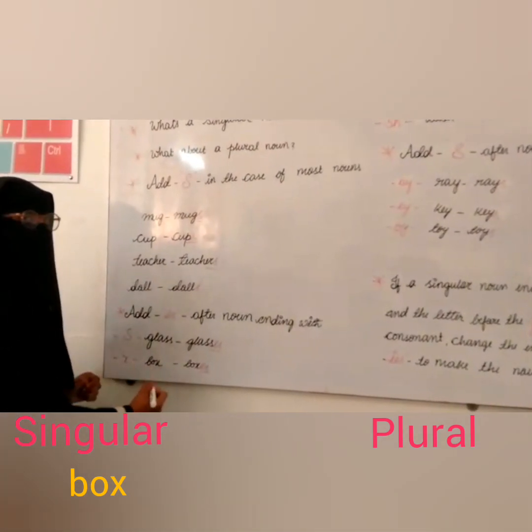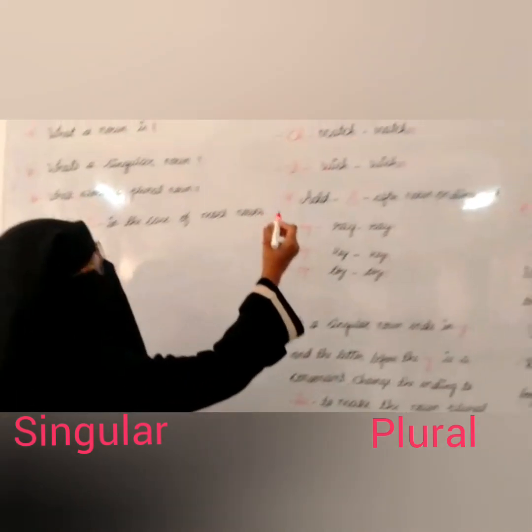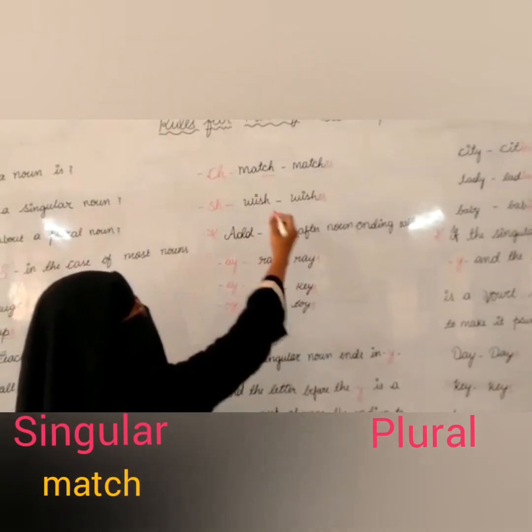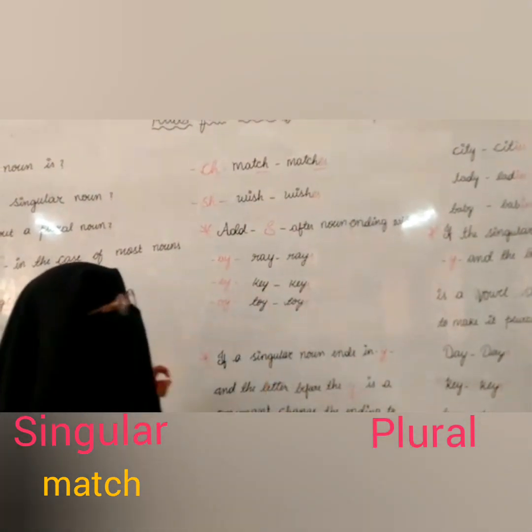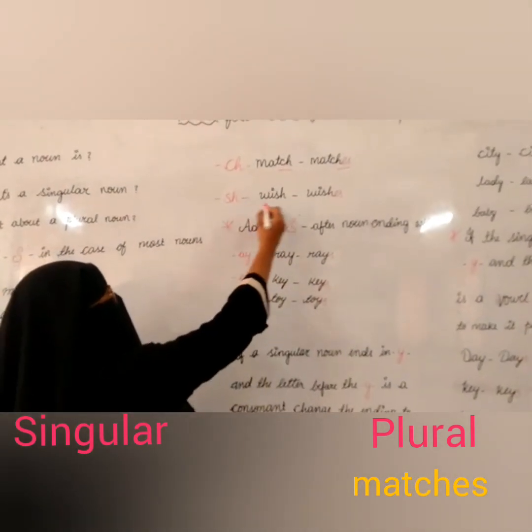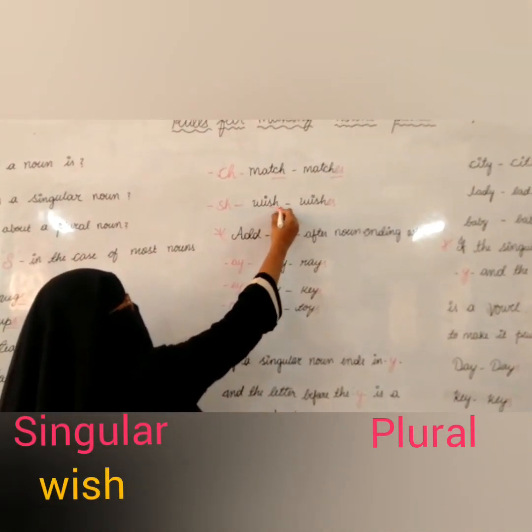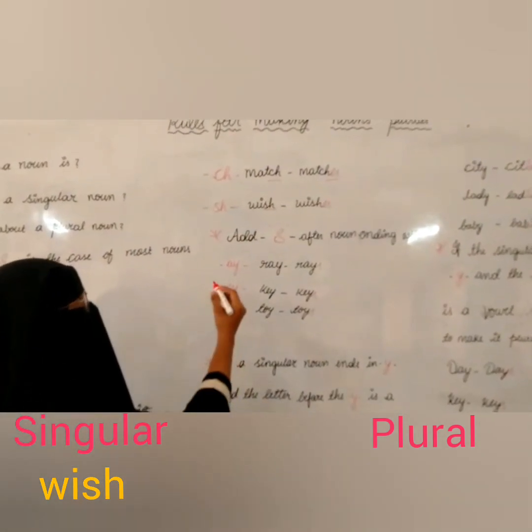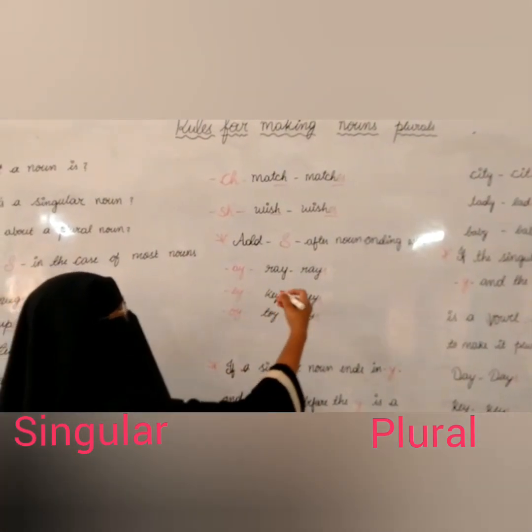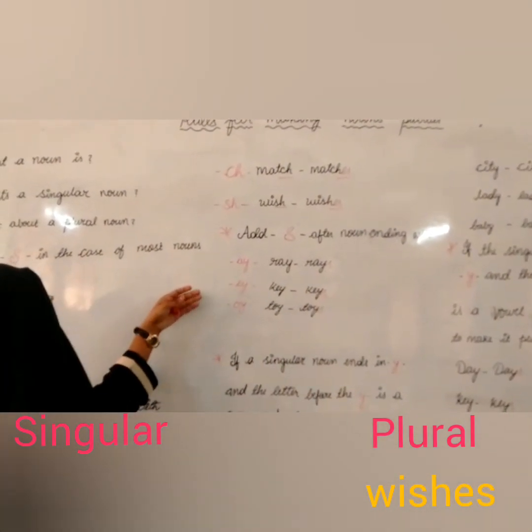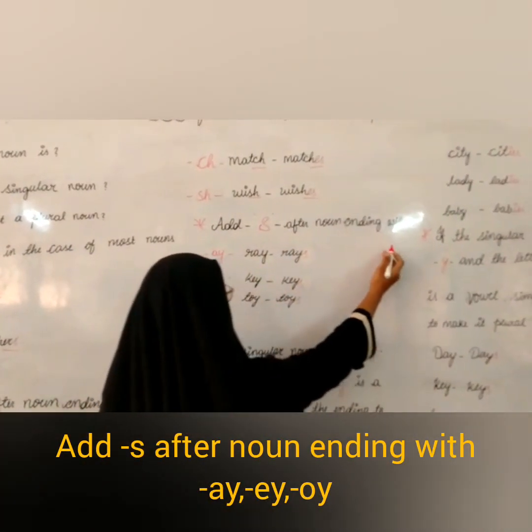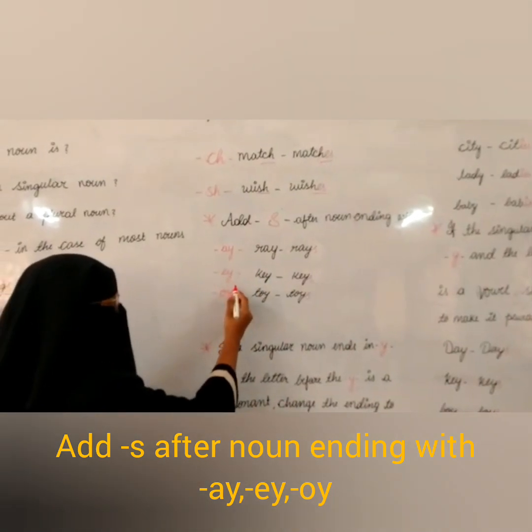Then, box becomes boxes. The word match ends with the letter CH. So, we have to add ES to make it plural. Then match becomes matches. Like this, the word wish ending with the letters SH. So, we have to add ES to make it plural. Then wish becomes wishes.